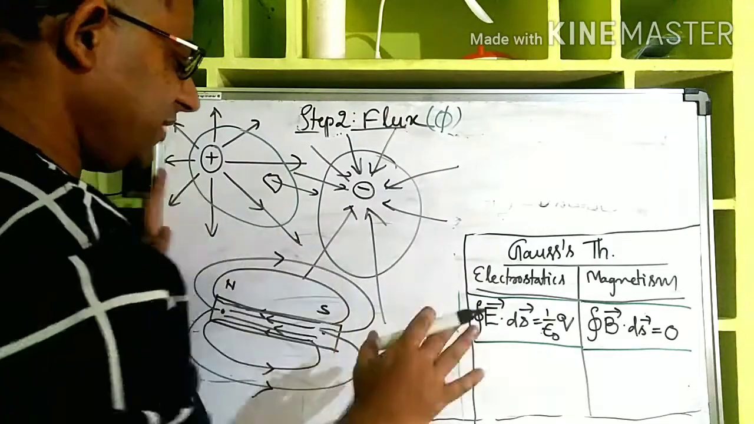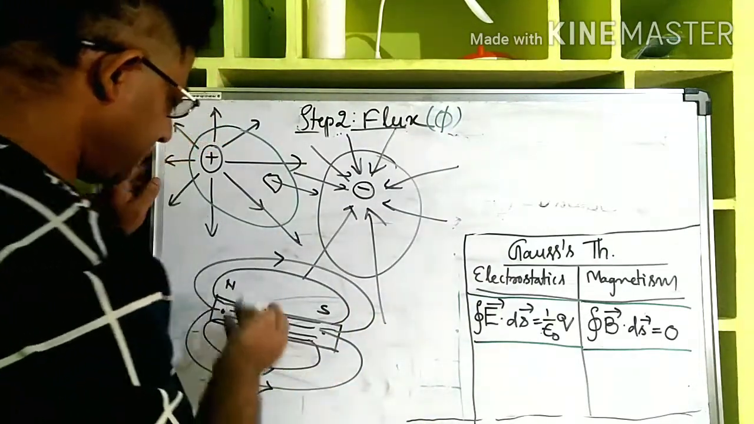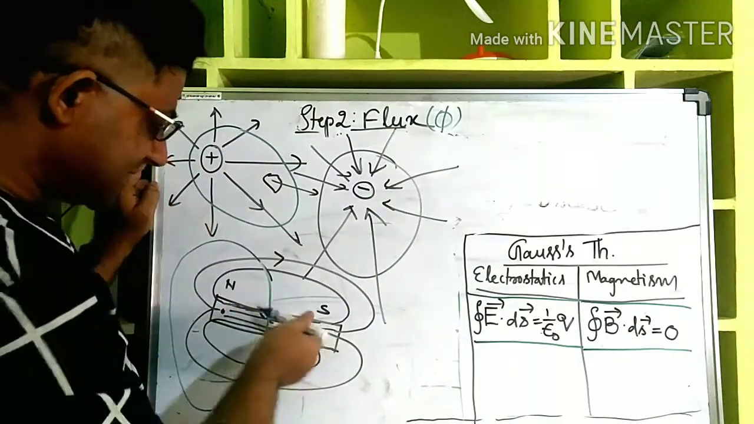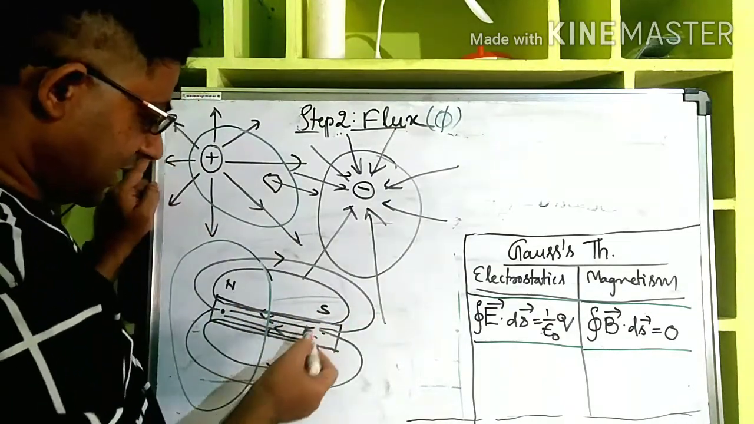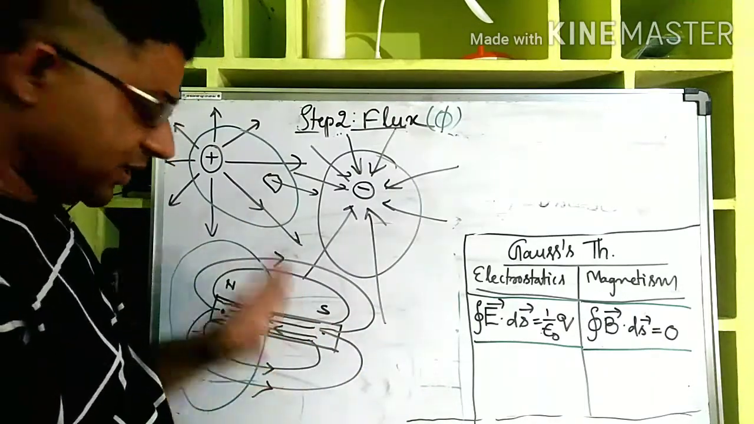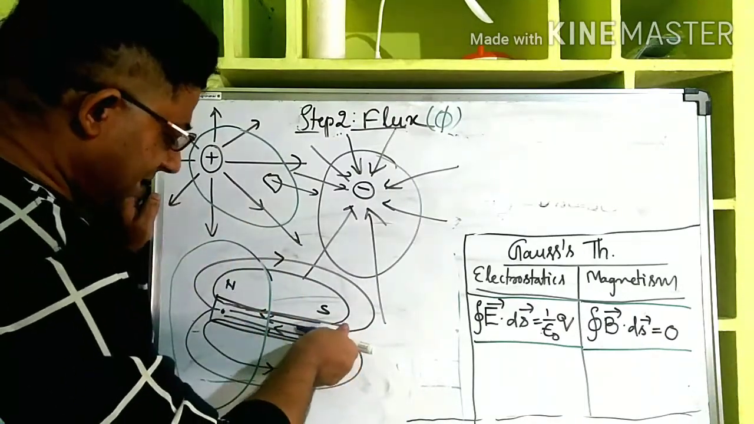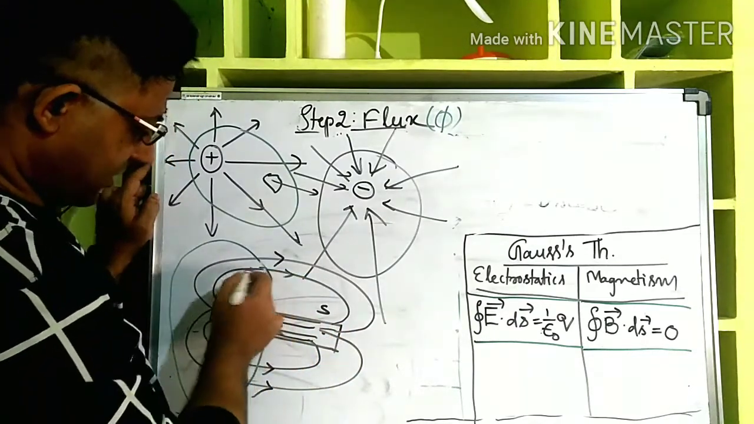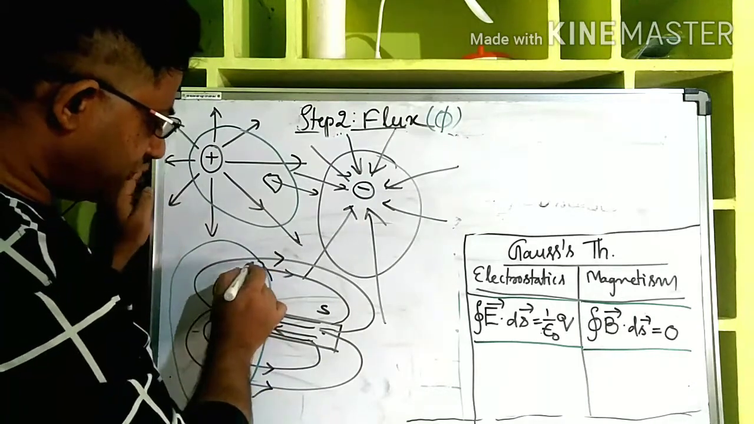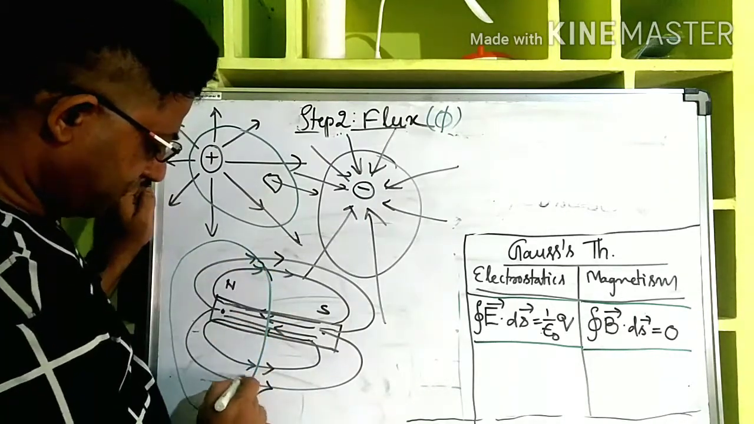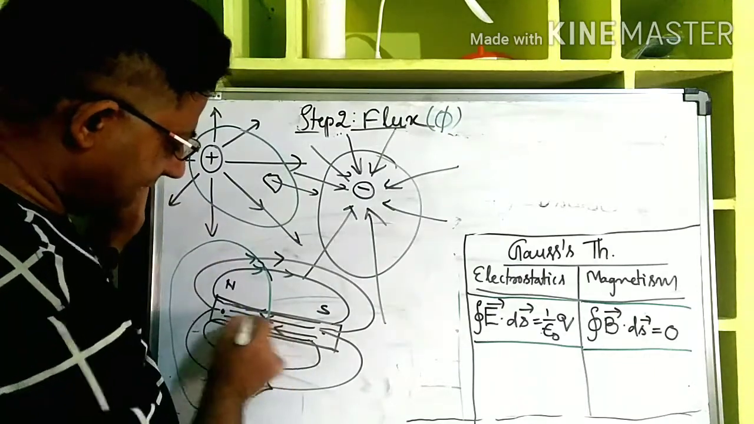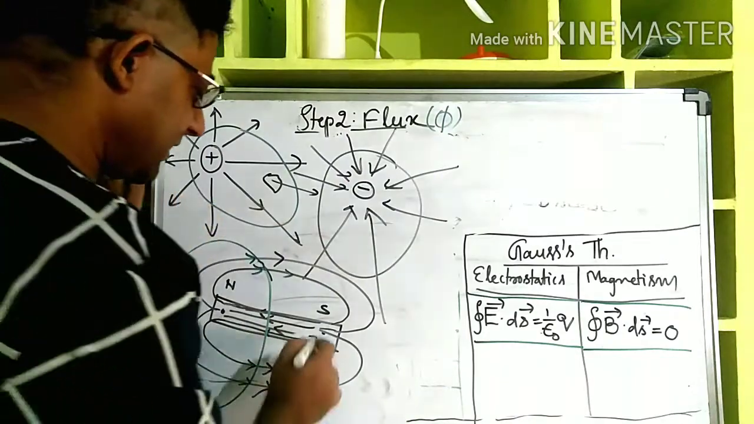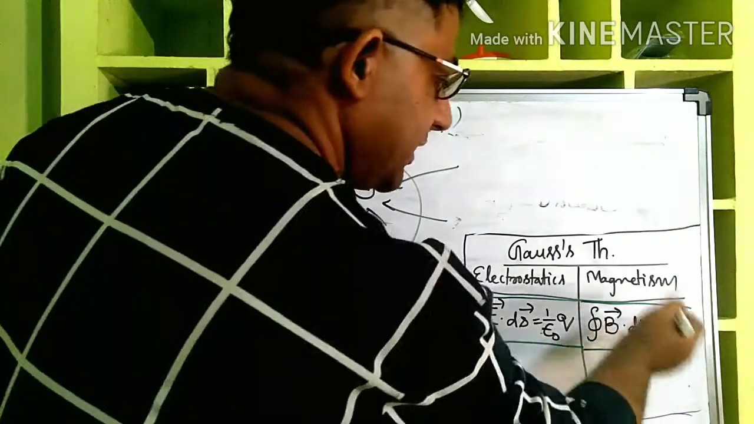Now see, anywhere you take a closed surface, let me say I took it here. See how many lines are entering in. I have shown four lines only to make you understand; it can be any number. If 4 lines are entering in, 4 lines are going out also, right? 1, 2, 3, 4 lines are going out and 4 lines are entering in. So net flux is 0. Wherever you take it, net flux will always be 0 in the case of magnetism.